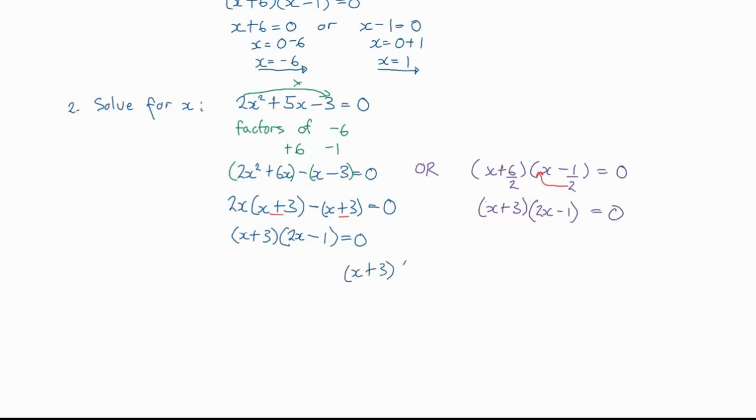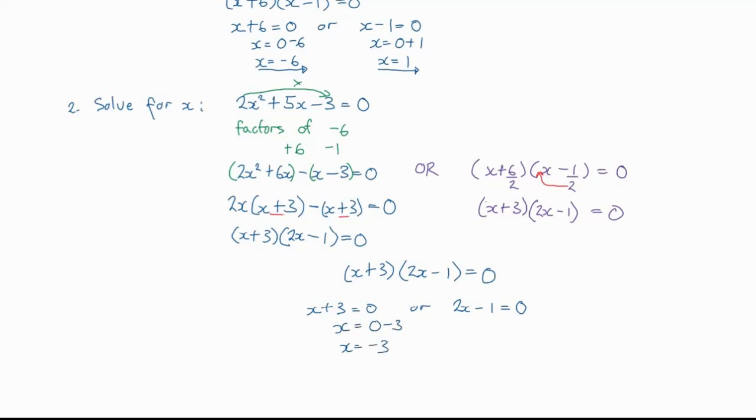multiplying by 2x minus 1, being equal to 0. Now we use our zero factor rule and say that either x plus 3 is equal to 0, or 2x minus 1 is equal to 0. Let's solve this. x plus 3 equal to 0, using inverse operations: x is equal to 0 minus 3, because the inverse of plus is minus, so x is equal to -3. That one is sorted.